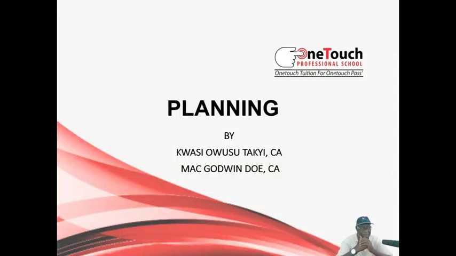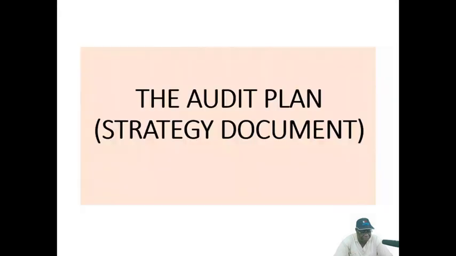Starting our topic, planning. Once we have been able to identify all relevant risks in our client's operations, and we decide to do the audit, there's a need for us to plan the audit. So we are starting with planning today. Now we have what we call the audit plan. We have a document we call the audit strategy document. How you want to do the audits.